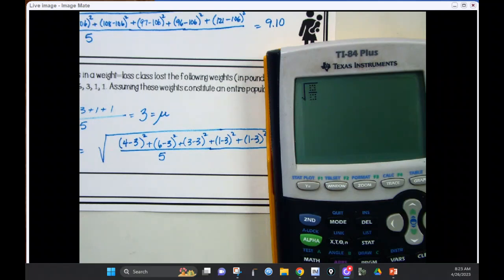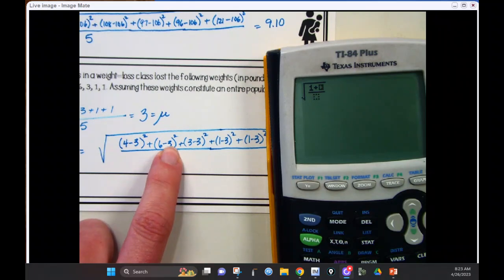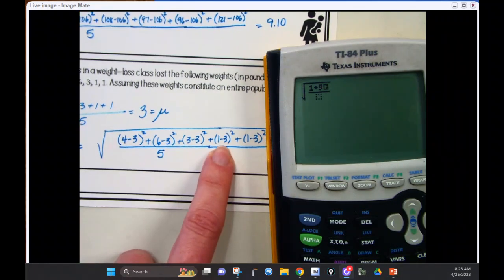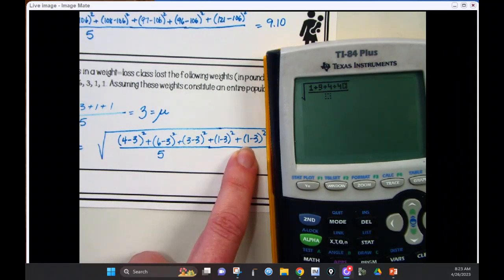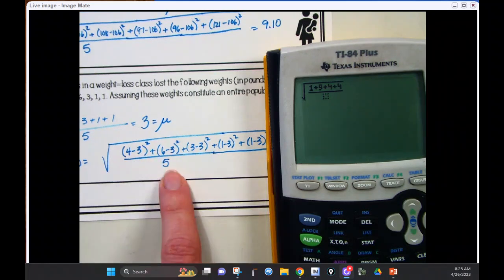So 1 squared, we said, was 1. Plus 6 minus 3 is what? Square it. 9. 3 minus 3, 0. Square it. Do I need to type anything right there? No. 1 minus 3, negative 2. Negative 2 squared is 4, and again, because it repeats the same exact thing. If you don't like to do the mental math, are you going to just type everything like you see it? Absolutely. And I was dividing by 5.